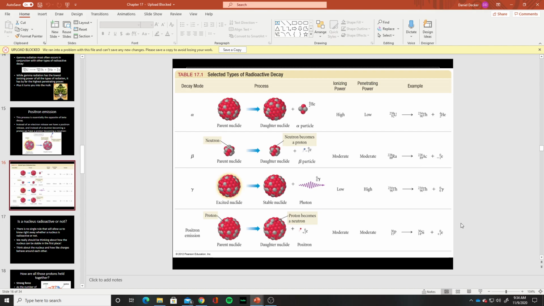I also expect you to know the relative ionizing and penetrating power of these. Thankfully, this is pretty straightforward because those, again, are inversely proportional. So alpha particles, which are very highly ionizing, are really bad at penetrating. Gamma rays, which are still dangerous but, relative to alpha particles, have low ionizing power, are really good at penetrating, and then the positrons and betas are in the middle.